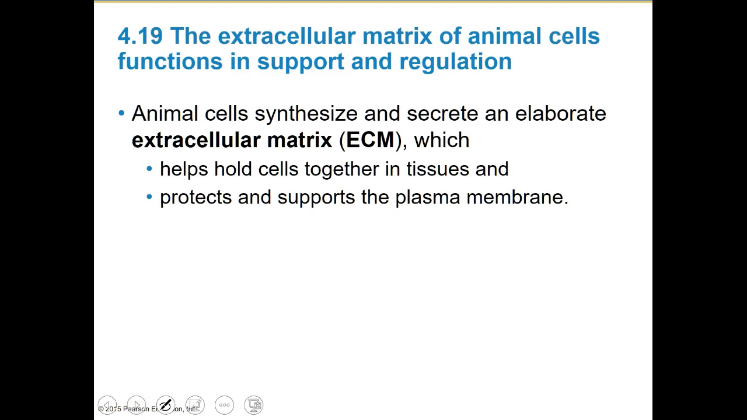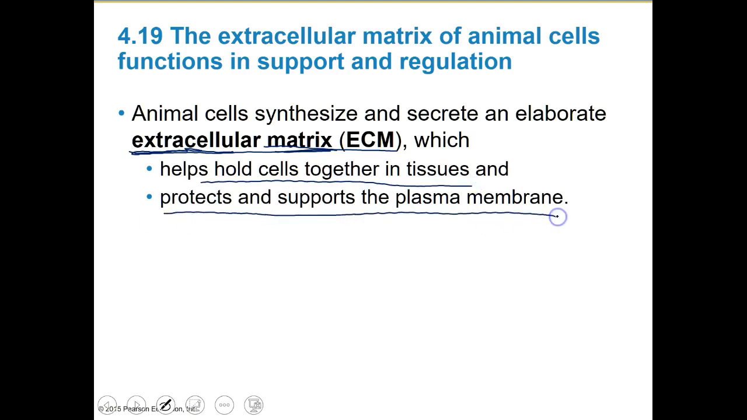Next thing I want to talk about is that animal cells synthesize and secrete what's called an extracellular matrix. So extra is just going to be outside of the cell, and matrix is a network of stuff that's outside of the cell. And that extracellular matrix actually holds cells together in tissues and then protects and supports the plasma membrane. So the ECM is actually pretty important.